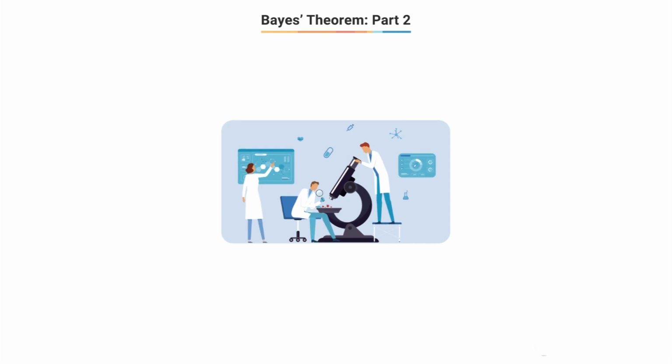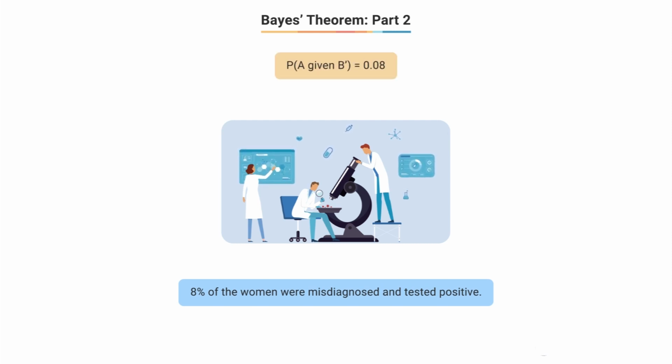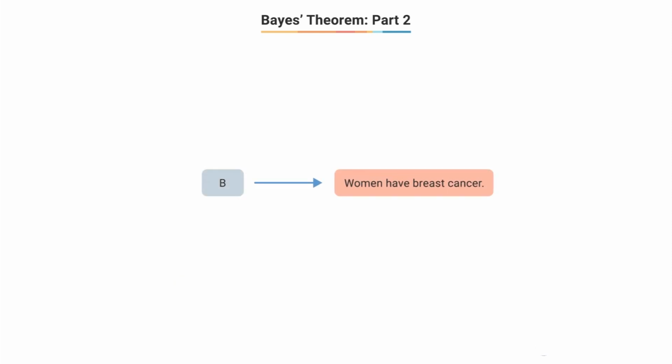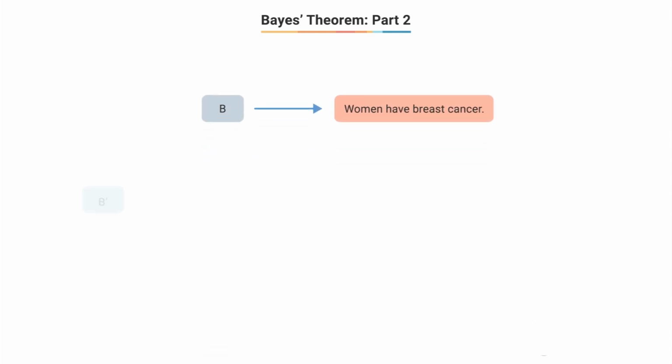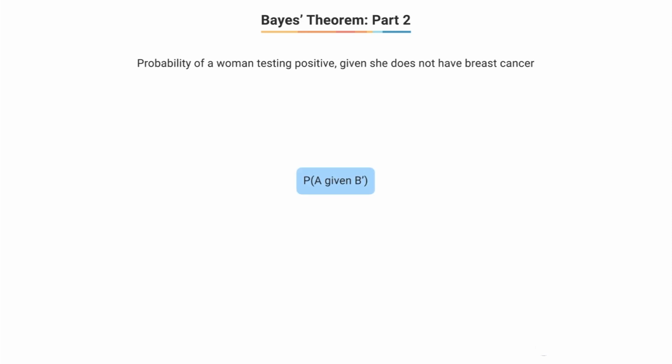In our experiment, we also considered women who did not actually have breast cancer and found that 8% of these women were misdiagnosed and hence tested positive. So I can say that 8% or 0.08 is basically the probability P(A given B'). Think about this. B is the event that a woman has breast cancer. This means that B', which is the complement of B, will be an event that a woman does not have breast cancer. And we are measuring the probability that a woman will test positive given the condition that she does not have breast cancer. Hence, this probability is nothing but P(A given B').